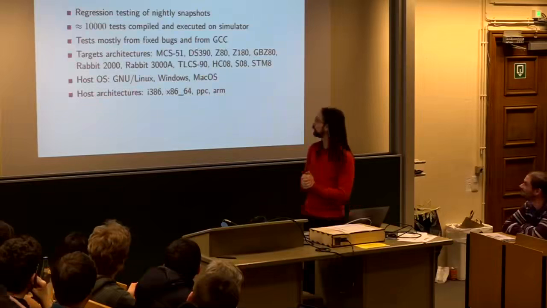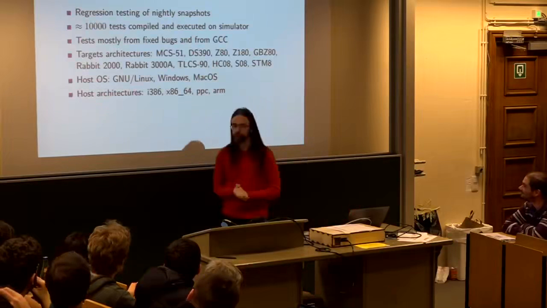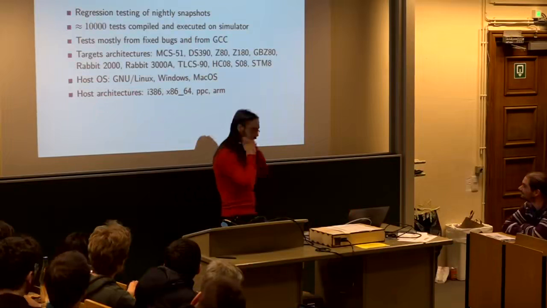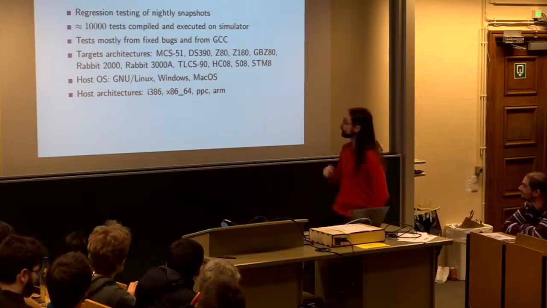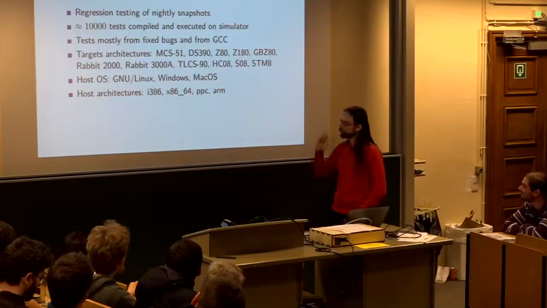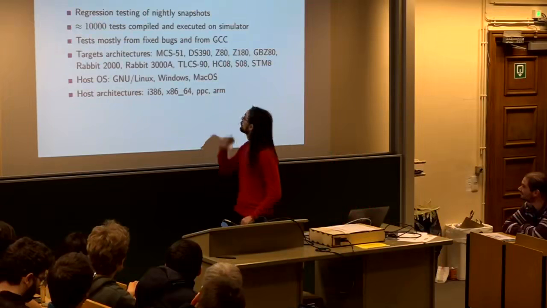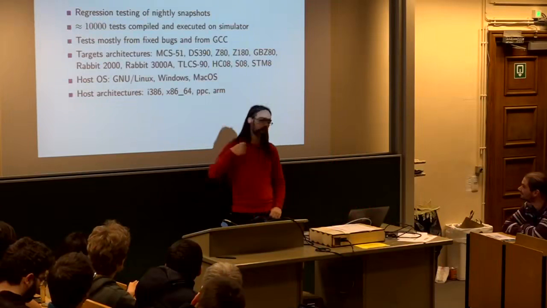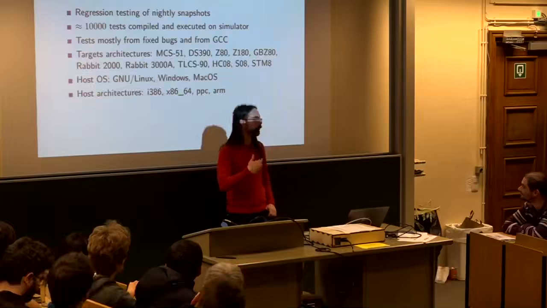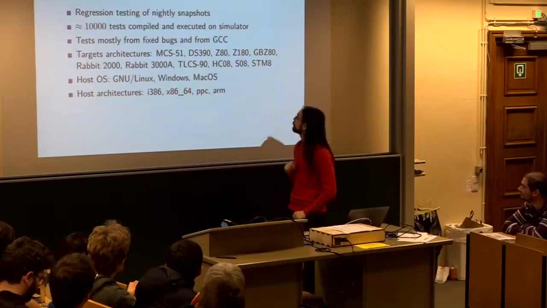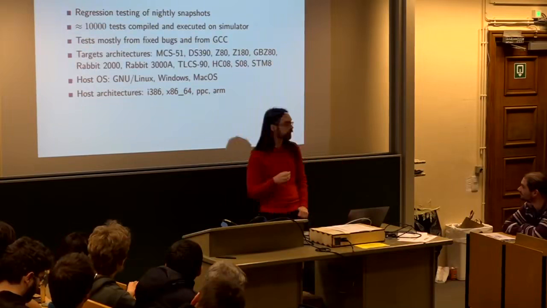Okay, so of course if you use a compiler you want it to be reliable, you don't want to run into compiler bugs. Well, we have regression testing of nightly snapshots. About 10,000 tests are compiled and executed on simulators. Most of the tests come from fixed bugs. Sometimes they come from when someone implemented a new feature and already came up with a test for it. And then we have nearly all of the tests from the GCC test suite, and we run them as well.